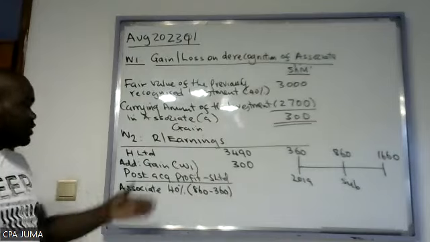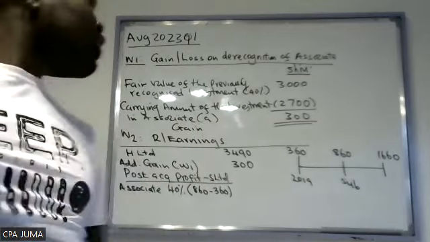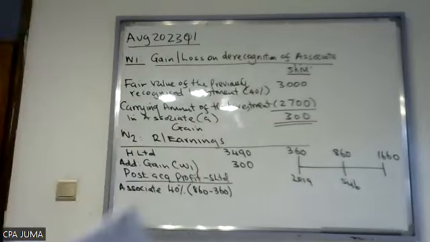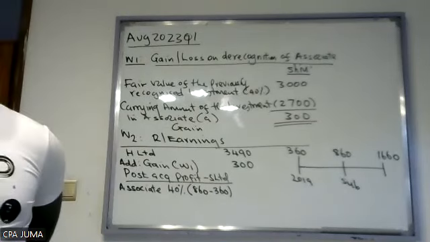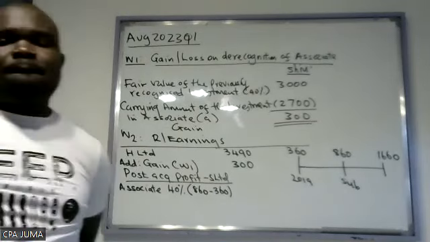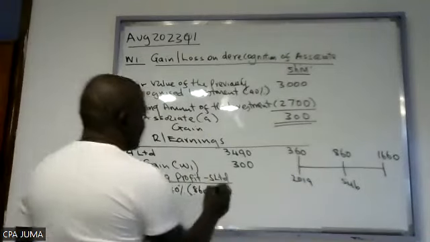So give me that one first before we come to subsidiary. 860 minus 360 times 40. That one will give you how much? How much will that be? 200. So that one will be 200.